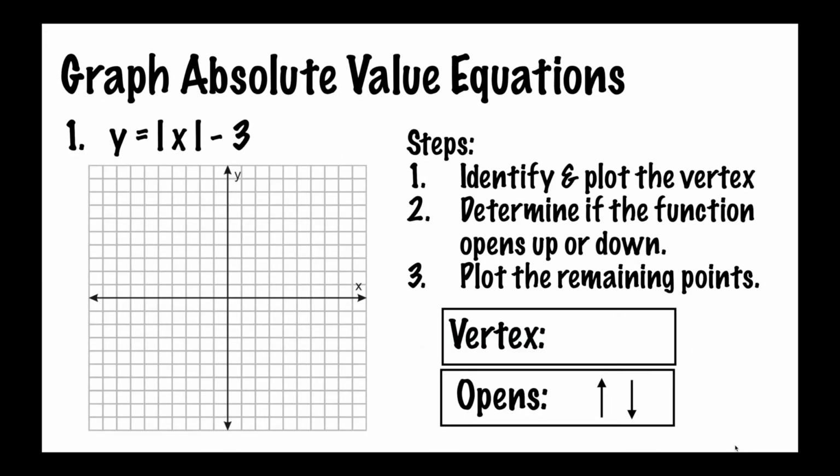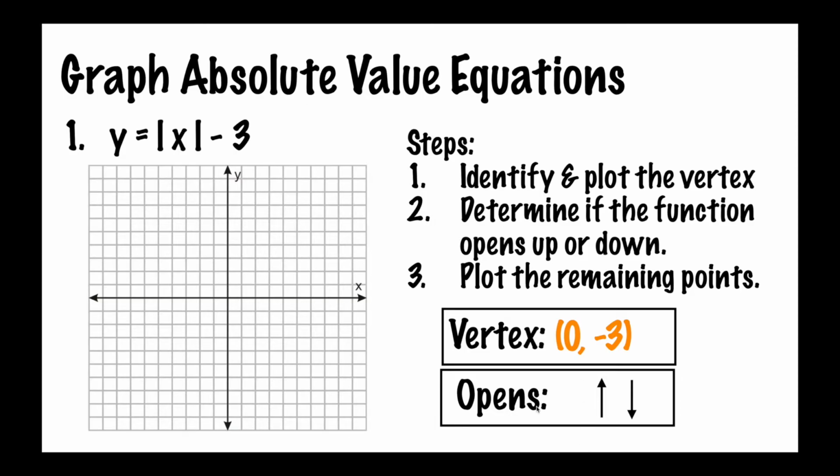So if we take a look at number 1, we start by identifying the vertex. We want to think about what is with x here, and that's going to be our h value, or the first value in our vertex. Since there's nothing here, that value for h is going to be 0. Then for our k value, that is going to be -3. So we end up here with a vertex of (0, -3).